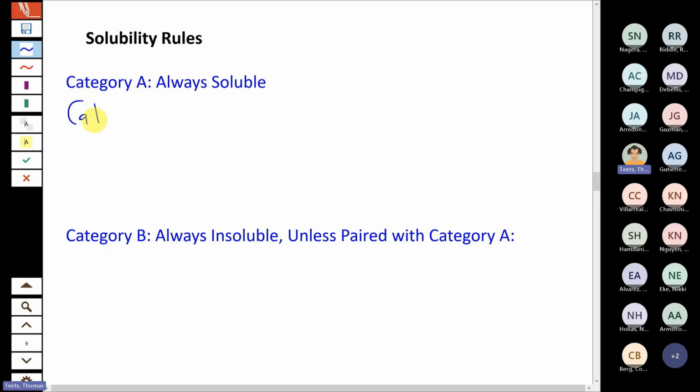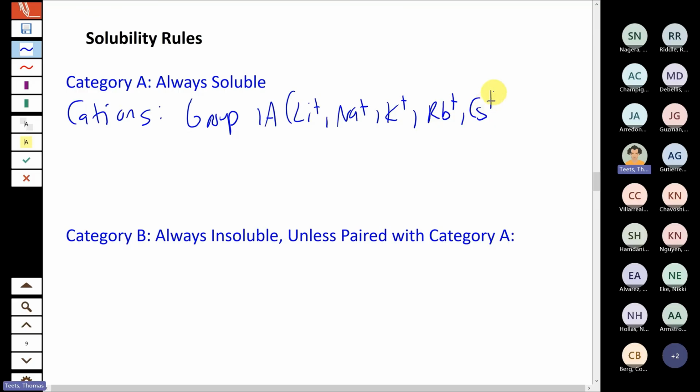So there are some cations that fall in that category. Most of them are the group 1A cations. That's the first column of the periodic table. So if you have an ionic compound that has one of those cations in it, that would be lithium, sodium, potassium, rubidium, or cesium, it will be soluble. It doesn't matter what the anion is. Those ones are always soluble. And then there's one other that behaves the same way, which is ammonium, NH4+. If your ionic compound has that as the cation, it will be soluble. You don't have to worry about what the anion is.